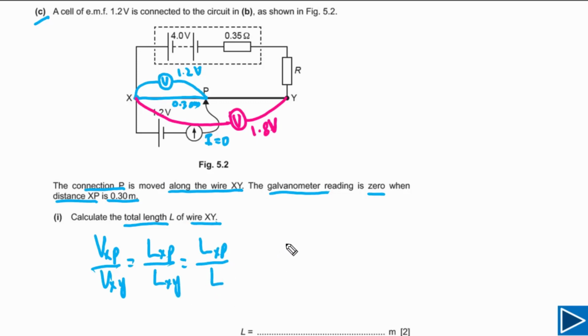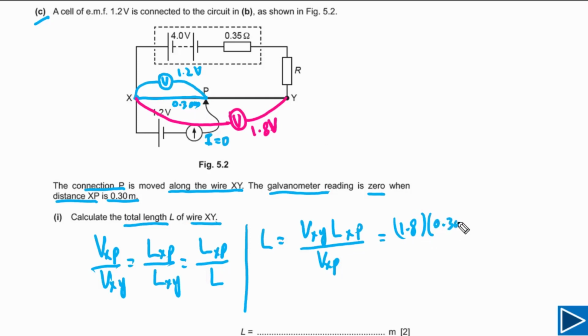Now we need to find out the value of L. So simply we can say in this case, L will be equal to Vxy multiplied by Lxp divided by Vxp. Vxy we have, that is equal to 1.8 volts. We need to multiply with Lxp. Lxp is 0.30 meters. We need to divide by Vxp, and the Vxp is 1.2. If we solve this one, our final answer will be 0.45 meters. So this is the final answer.